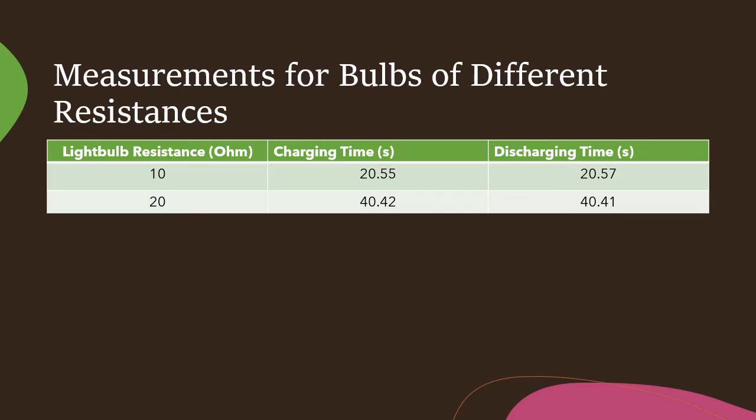And this can be seen for the different measurements of the bulbs with different resistances. We have the 10 ohm resistance bulb and the 20 ohm resistance bulb, and the charging and discharging times are displayed here. For the 10 ohm bulb, we have a charging time of around 20.55 seconds and a similar discharging time, while for the 20 ohm bulb, we have a charging time of actually twice as high, with 40.42 seconds and 40.41 seconds.